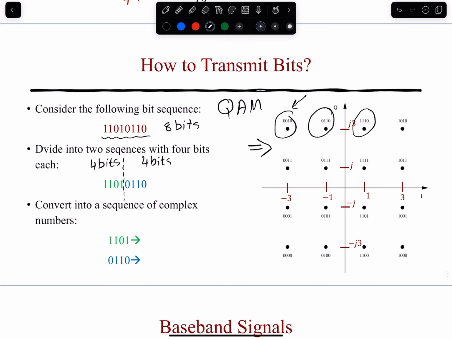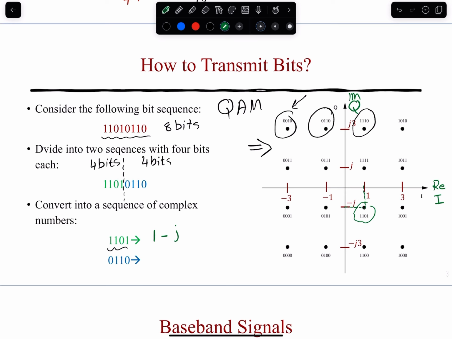We try to look for this sequence, 1101. Where is it in this plane? It is over here. This sequence is associated with this complex number 1 minus j. The real part is on the x-axis and the imaginary part is on the y-axis. And in communications we usually call the real part the in-phase component, and the imaginary part the quadrature component.